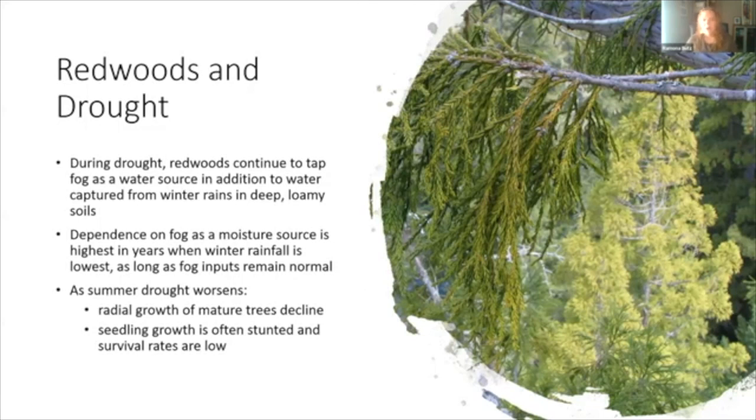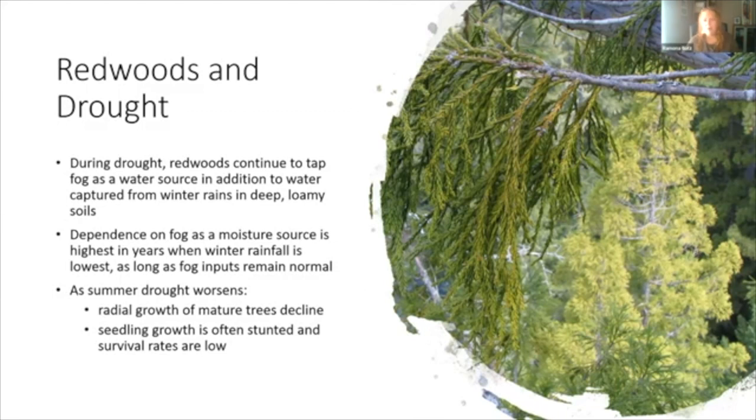So during drought, redwoods continue to tap fog as a water source in addition to water captured from the winter rains. So the winter rainfall is stored in these very, very deep, loamy coastal soils and held in place by that understory vegetation. These are largely closed canopy systems, so there's not a lot of sunlight that hits the ground in these systems. And the dependence on fog as a moisture source is highest in years when that winter rainfall is lowest, as long as fog inputs remain normal. And this is something that I'll talk a little bit more about in terms of climate change in particular and drought in redwoods.